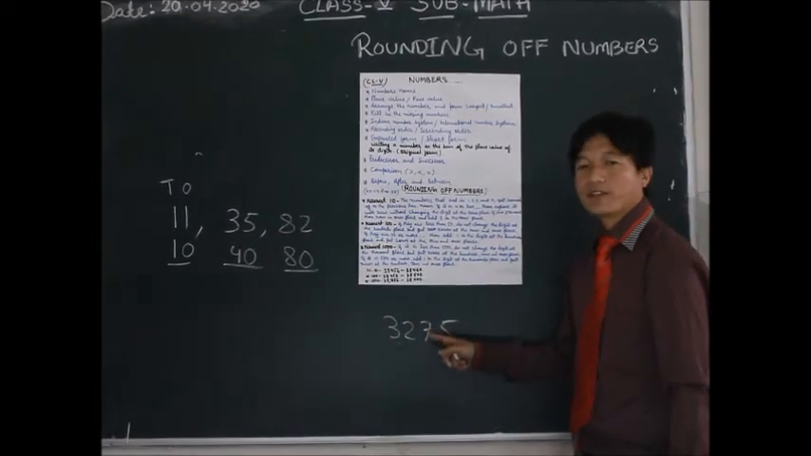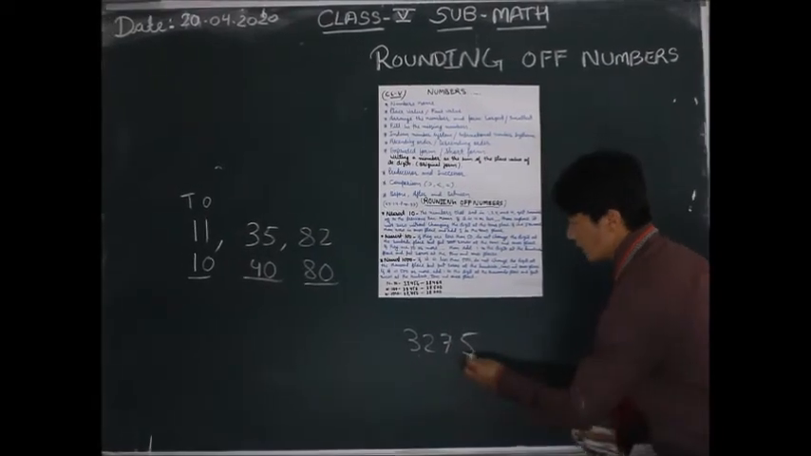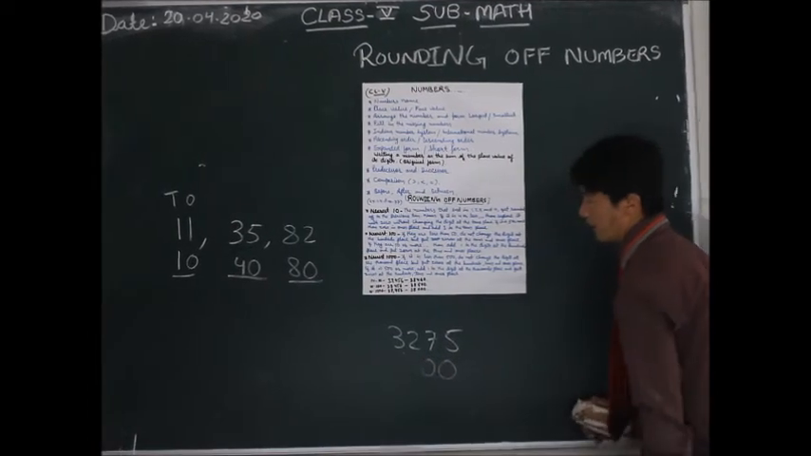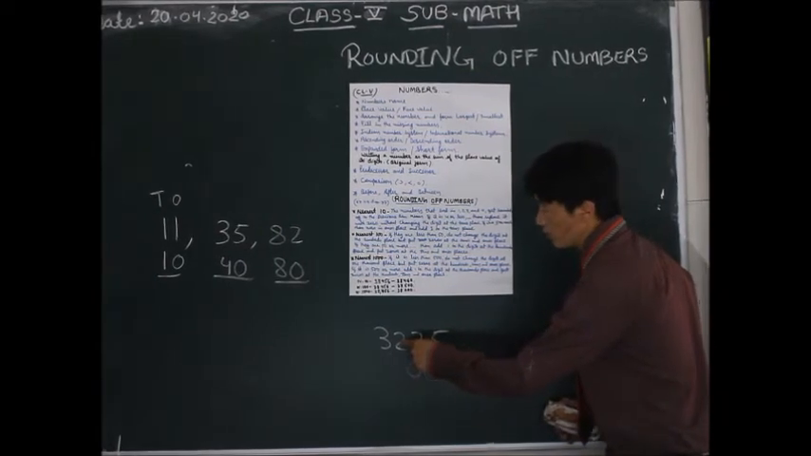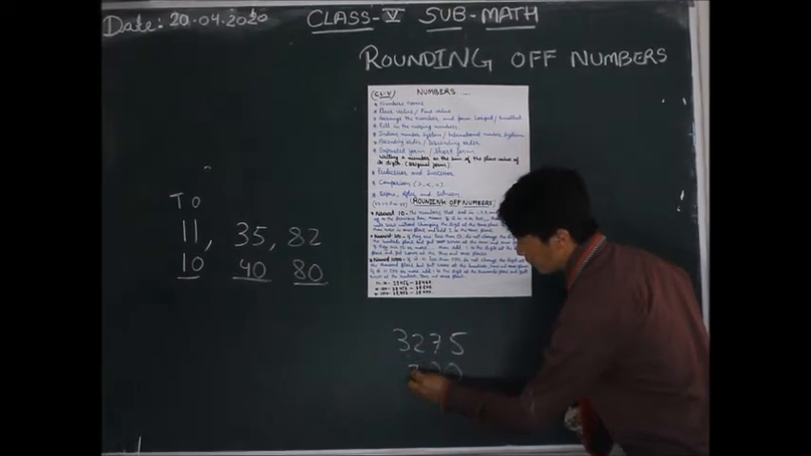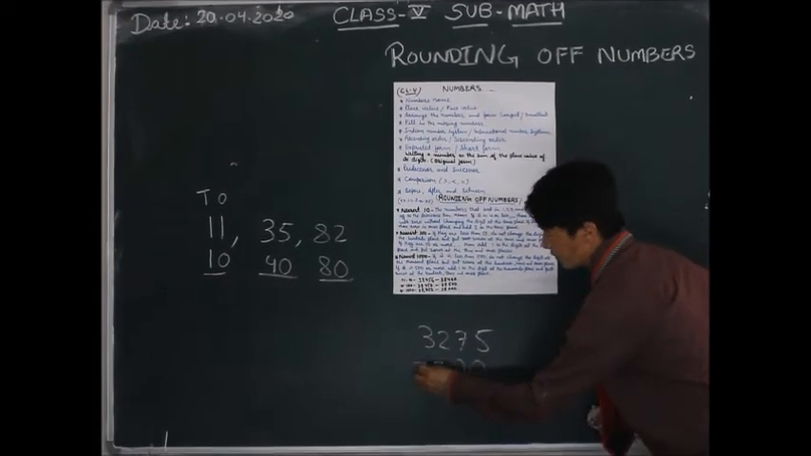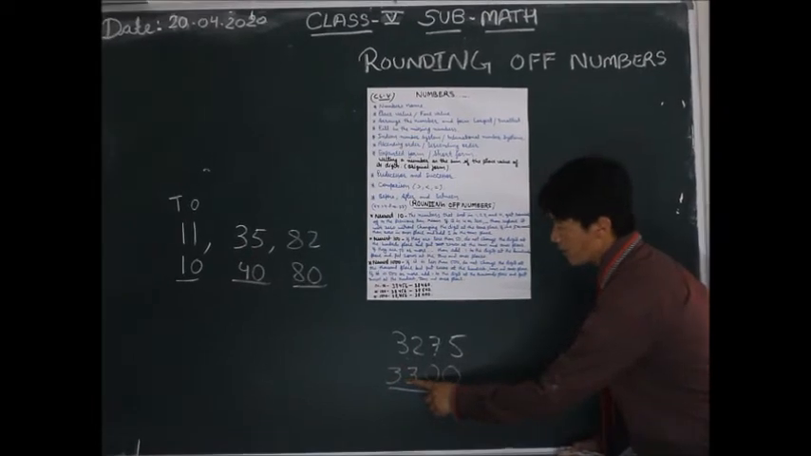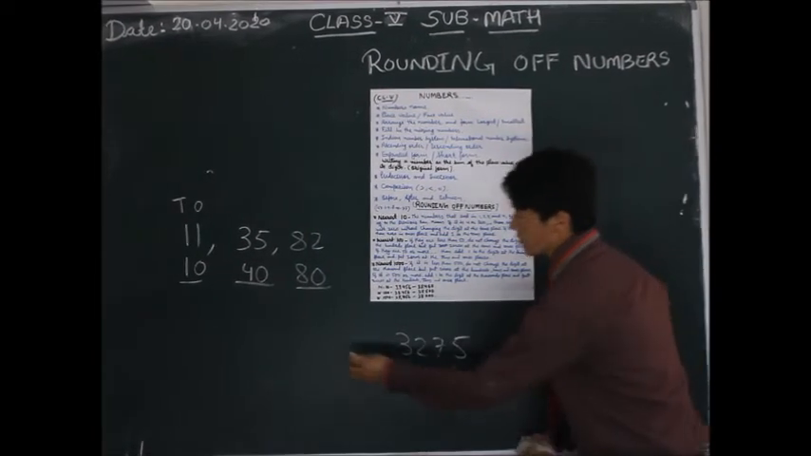If the number is greater than 50, at that time what we can do? This we have to change to 0, this also 0, and since this is greater than 50, that means we have to add 1. 2 plus 1 is 3. That means 300, and this remains the same 3. This means 3300.